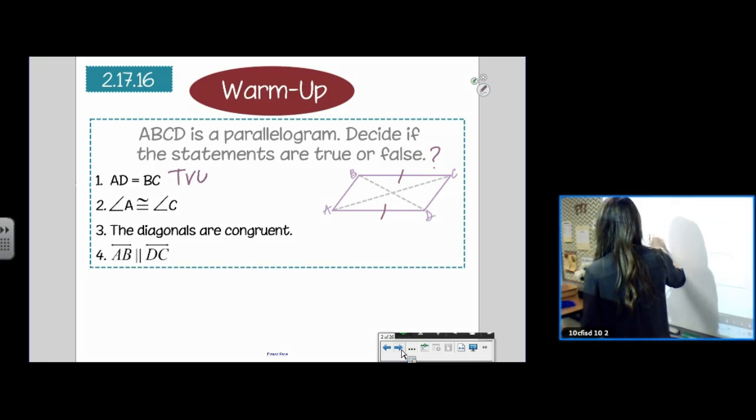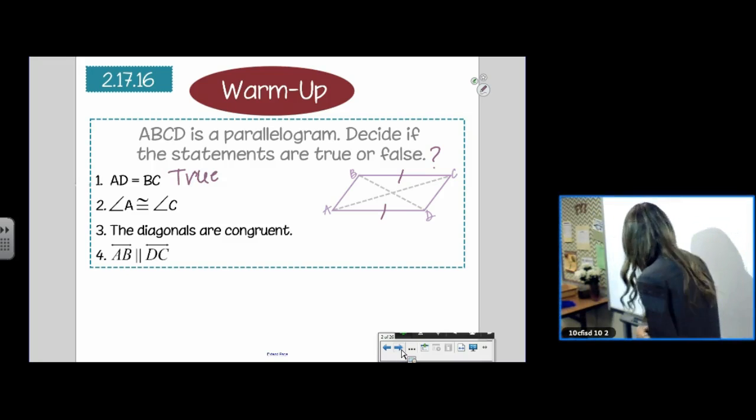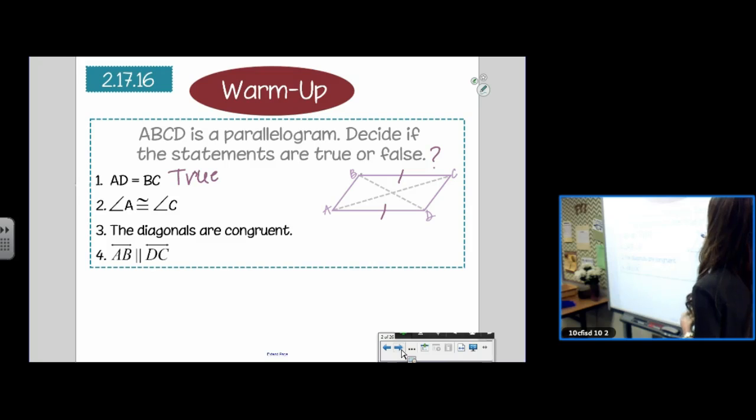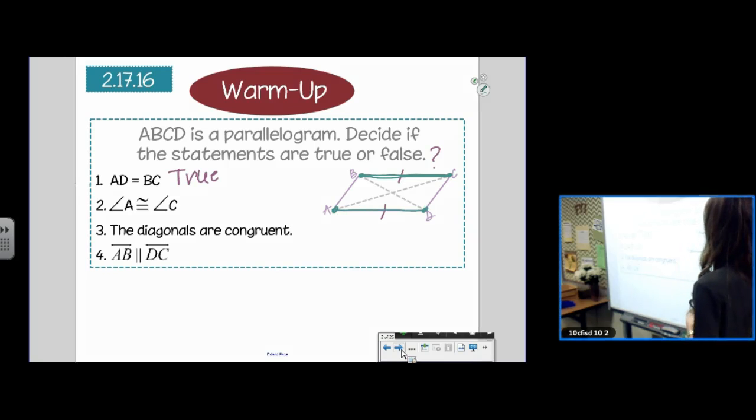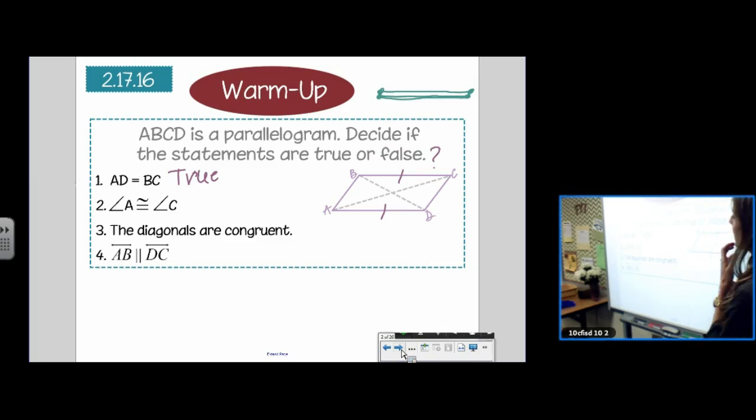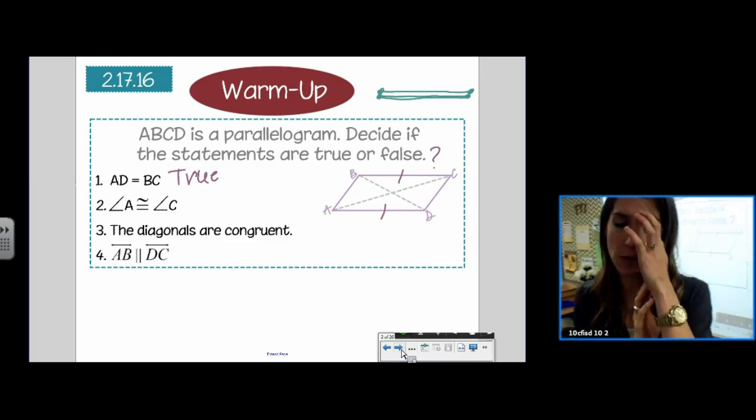And I could even prove that to you. Well, a very informal proof. I could smartboard prove it to you if I could draw straight lines. And I could trace those segments. And then I could lay one, oh, look at that, perfect match. So yes, AD is congruent to BC. In other words, AD is equal to BC.